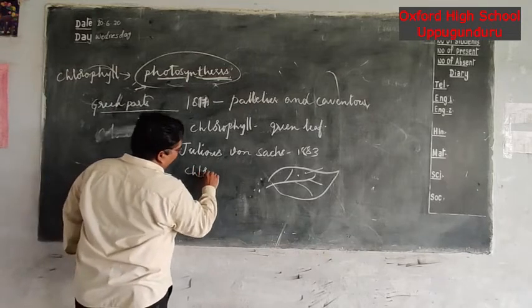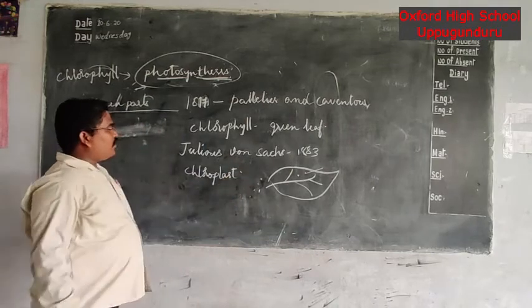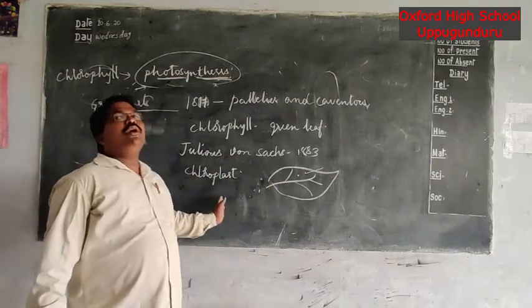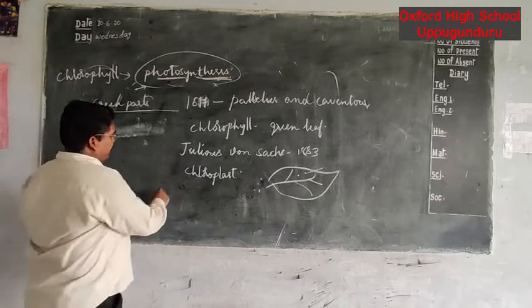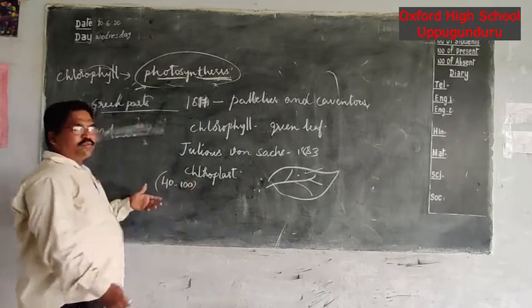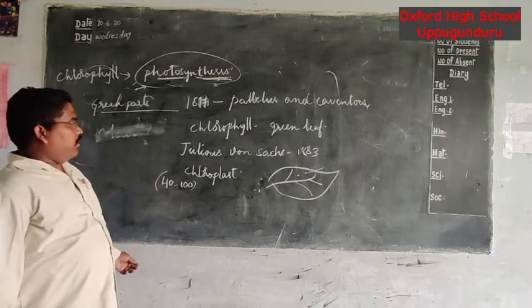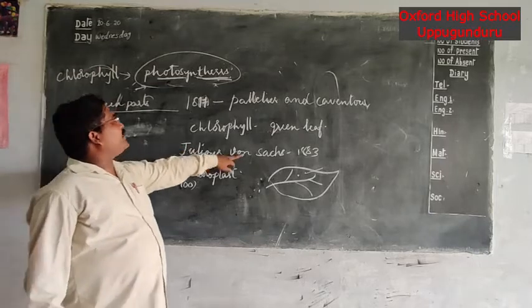What is that? Chloroplast. So the chlorophyll is present in the chloroplast. There are approximately 40 to 100 chloroplasts present. 40 to 100 may be there. So this is about Julius von Sachs.